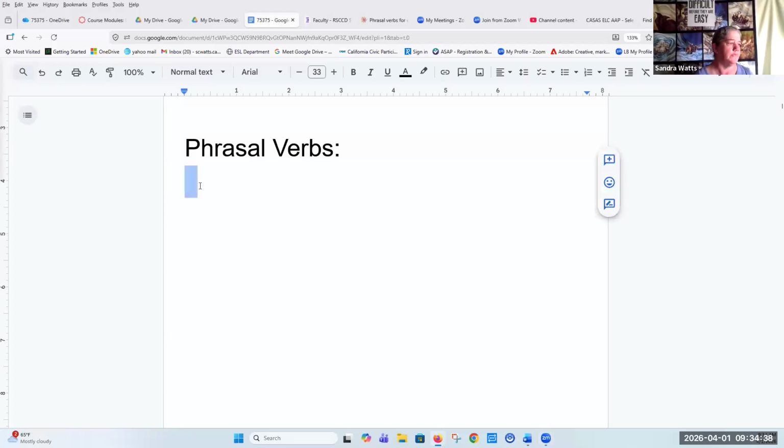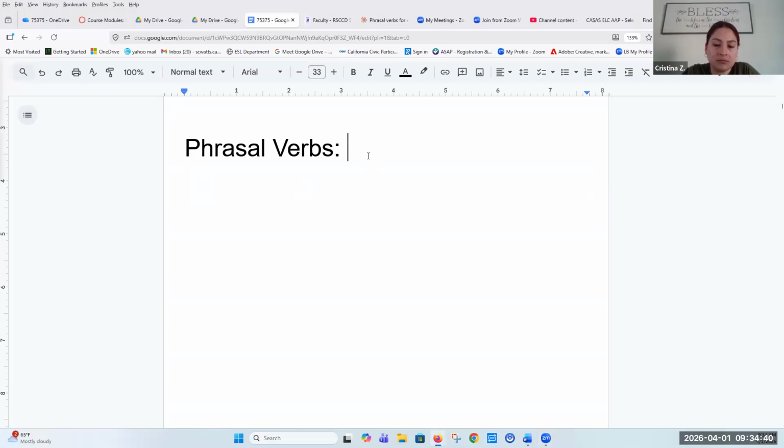Okay, so here we go. So, phrasal verbs. You actually use some of these already. You just might not know the name for them in English. So let's talk about what a phrasal verb is.